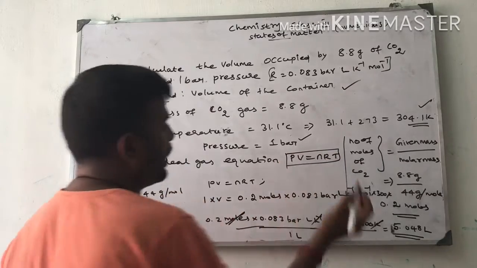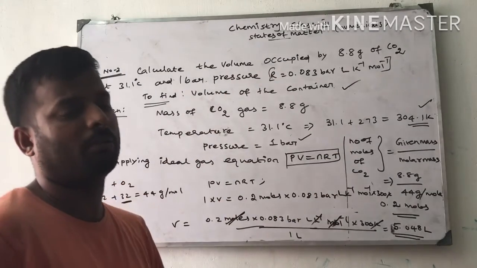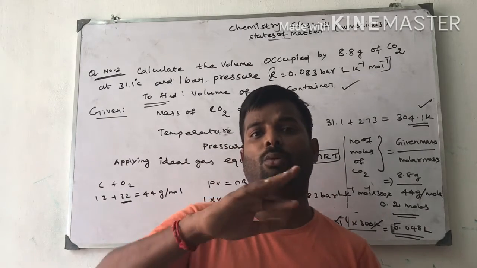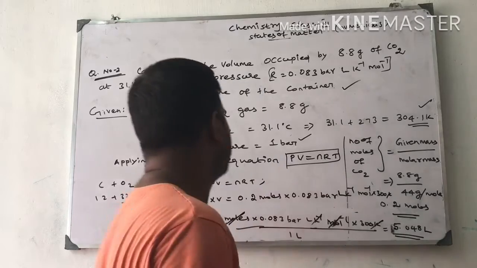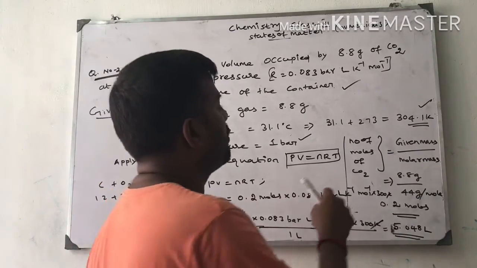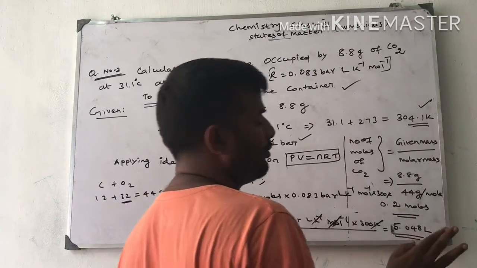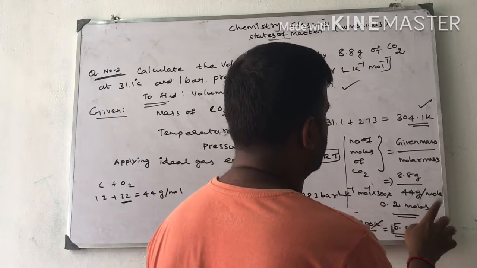Applying the ideal gas equation. Why are we applying the ideal gas equation? Because they are giving a single pressure, single volume only. In that case, we can use the ideal gas equation. If they are giving 2 pressures, 2 volumes, then we can use Boyle's law. Then PV is equal to nRT. What is n? Number of moles of carbon dioxide, given mass by molar mass. We know that formula. So applying the values, we get 0.2 moles.